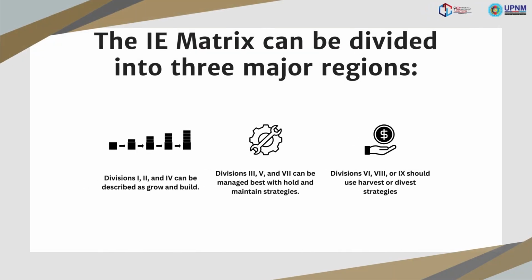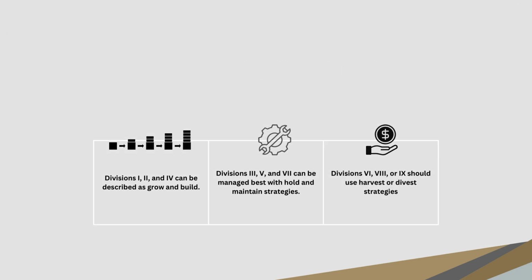The IE matrix can be divided into 3 major reads. Divisions 1, 2, and 4 can be described as grow and build. Divisions 3, 5, and 7 can manage best with hold and maintain strategies. Divisions 6, 8, or 9 should use harvest or divest strategies.